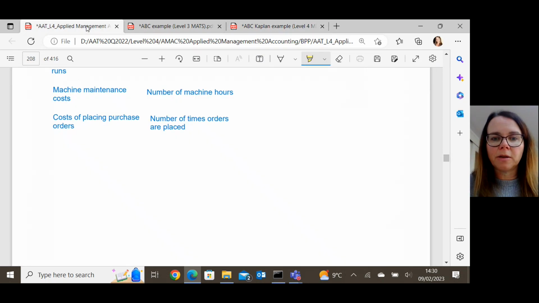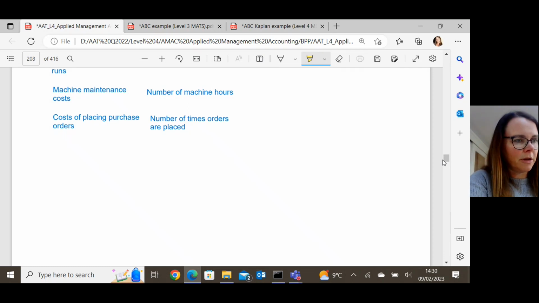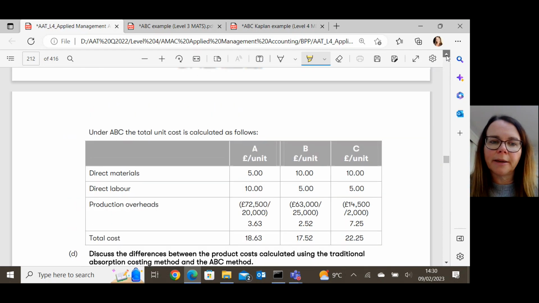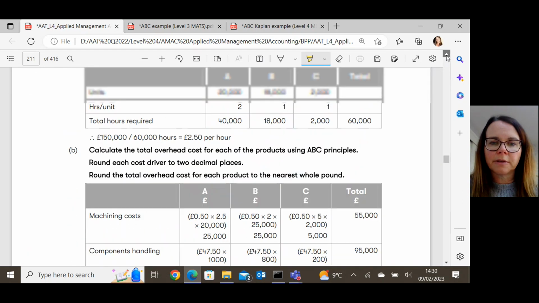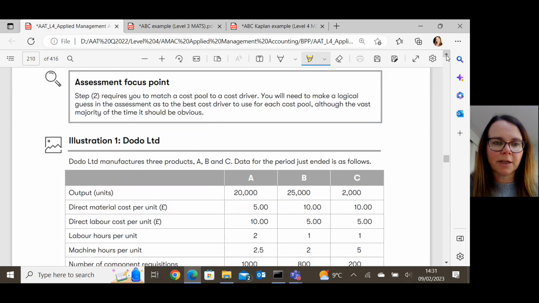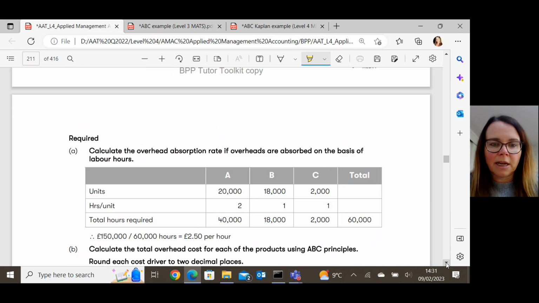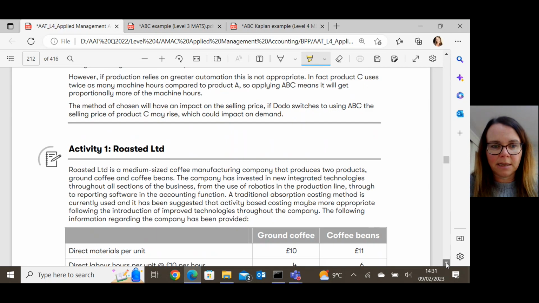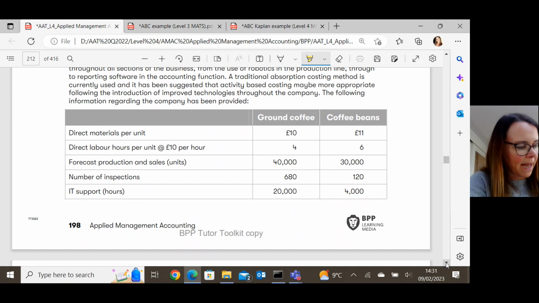So if I just go back to the book now. Bear with me a second, I've lost my piece of paper. Here it is. And let's have a look at activity number 1. Illustration. There is an illustration there in the book that you can have a look at yourself. I'm not going to talk through that because it's obviously very similar to the ones that I've just done. So you then have activity number 1. Let me find it. Here we are, Roasted Limited on page 198.